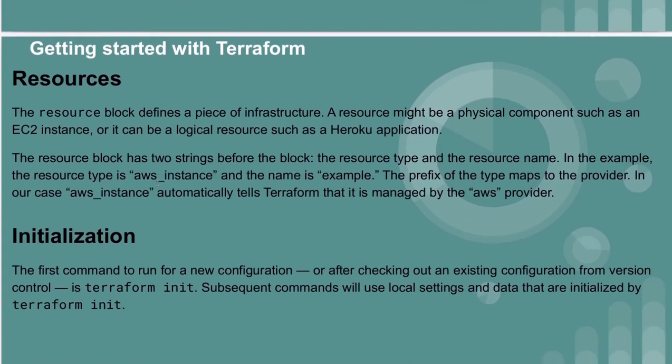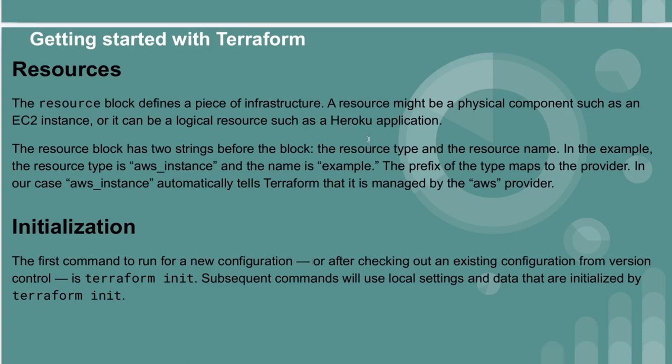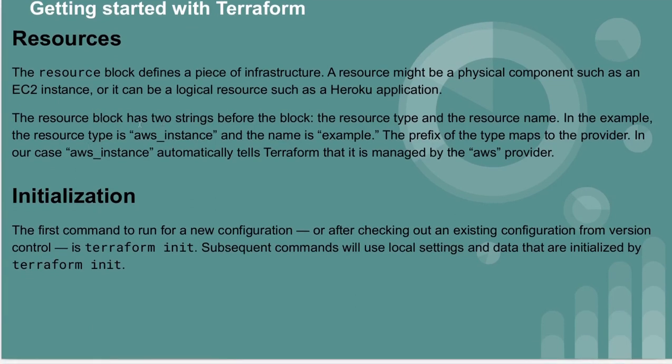So what are resources? Whatever things you are creating in your AWS account using a Terraform script are called resources. The resource block defines a piece of infrastructure. A resource might be a physical component such as an EC2 instance, or it can be a logical resource such as a Heroku application. The resource block has two strings before the block body: the resource type and the resource name.